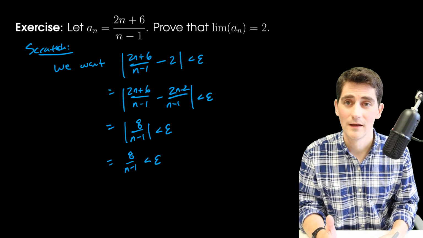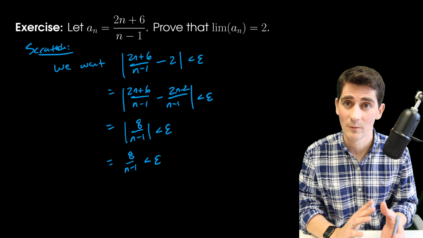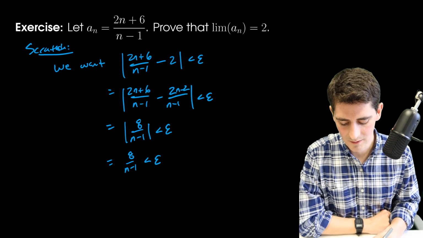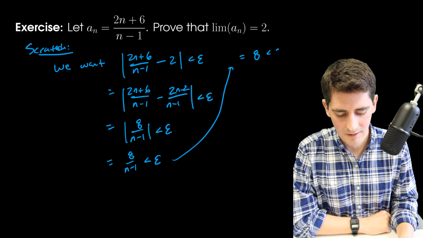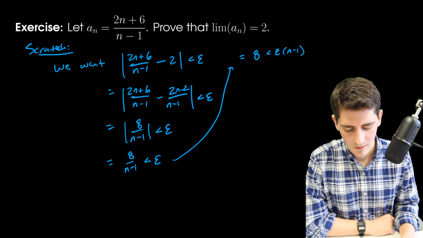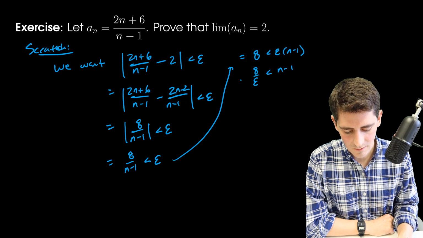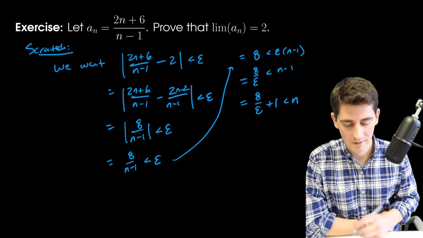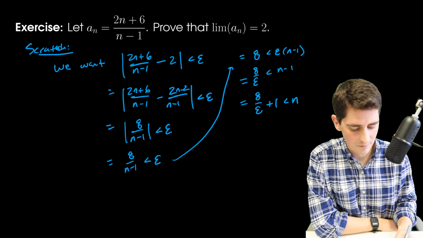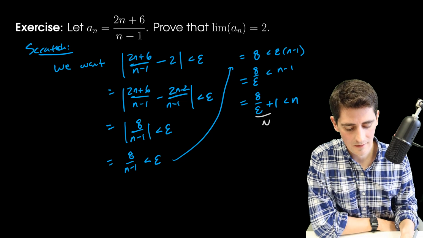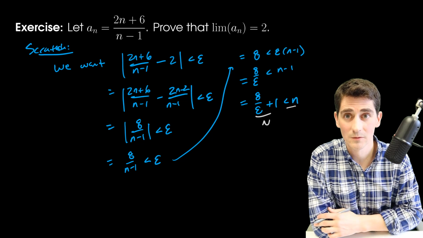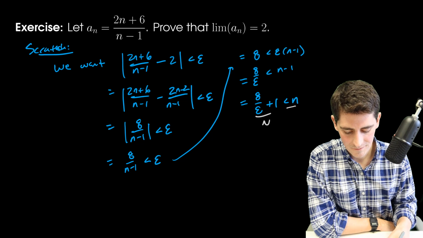Solve for n here, and if I do, I think I can find what my capital N needs to be to prove our limit. So we're going to do a little bit more arithmetic here. I know that 8 is less than epsilon times n minus 1, and so n minus 1 is greater than 8 over epsilon. And so 8 over epsilon plus 1 is less than my n value. And that's what we want to let be capital N, because if I have an n value greater than capital N, then I'll cycle back through my logic.